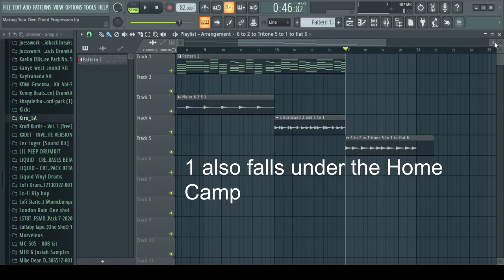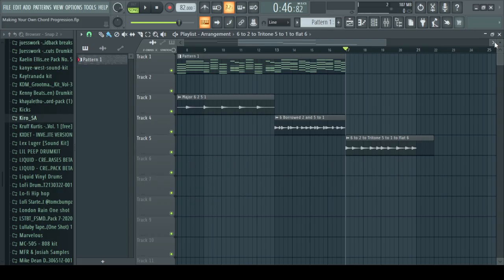And here are the 2 new chord progressions that we made using the modal interchange formula.